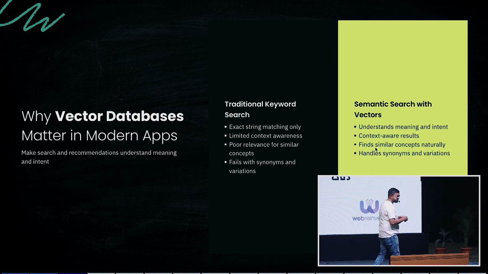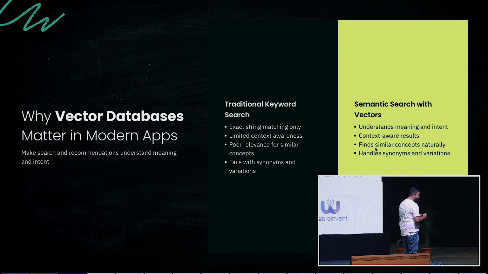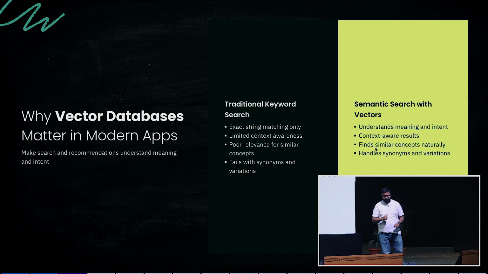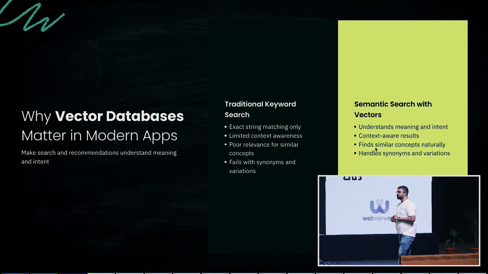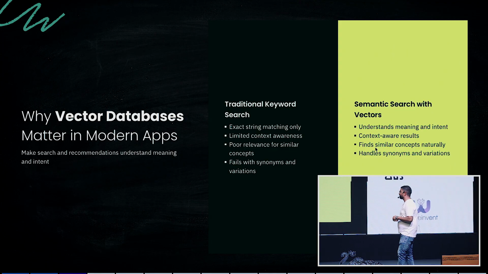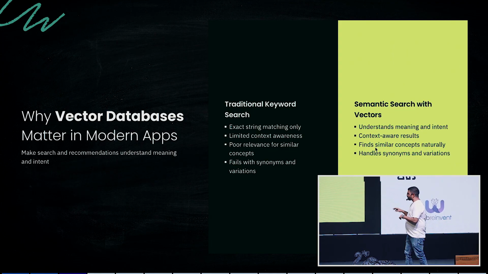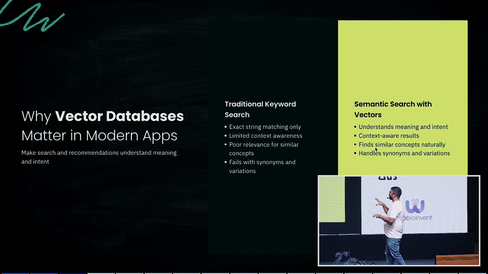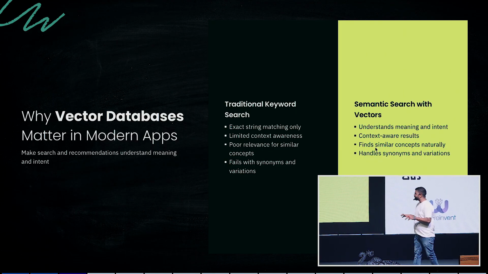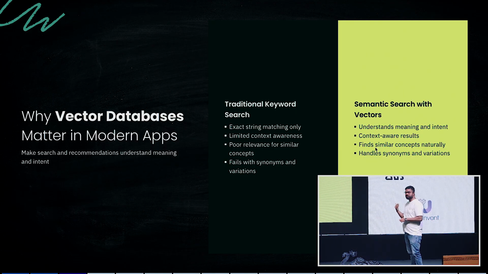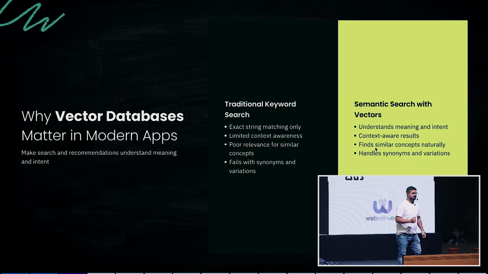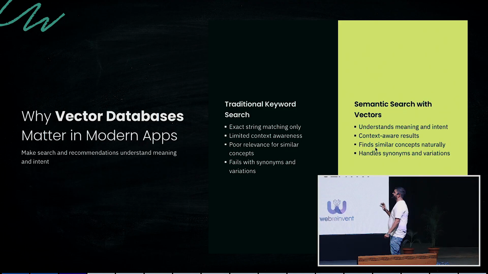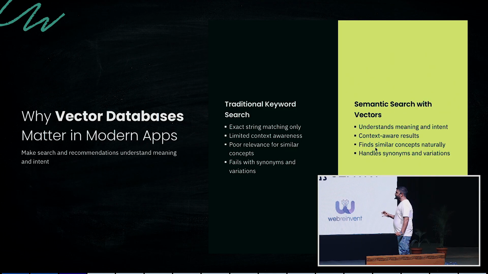So I have to combine these things together, so that we can see the exact result out of it. Now, when it comes to the vectorized database, it is going to give us the flexibility to define this type of semantic search. Here I have given you a very rough differentiation between how the traditional keyword search looks and how the semantic search with the vector looks. Here we can see that only exact string matching is possible, with limited context awareness.